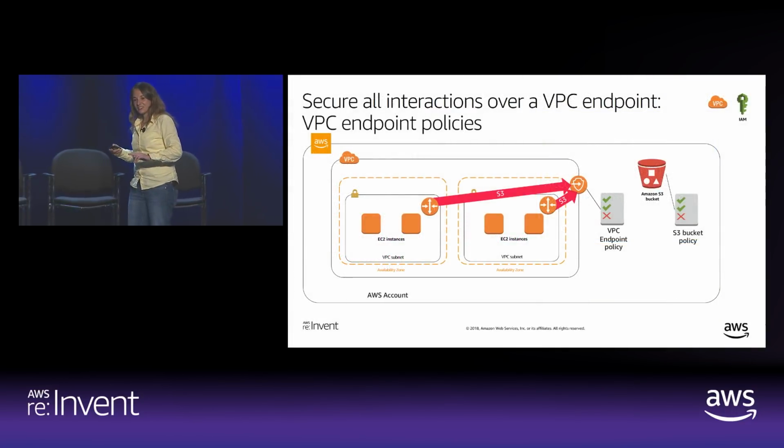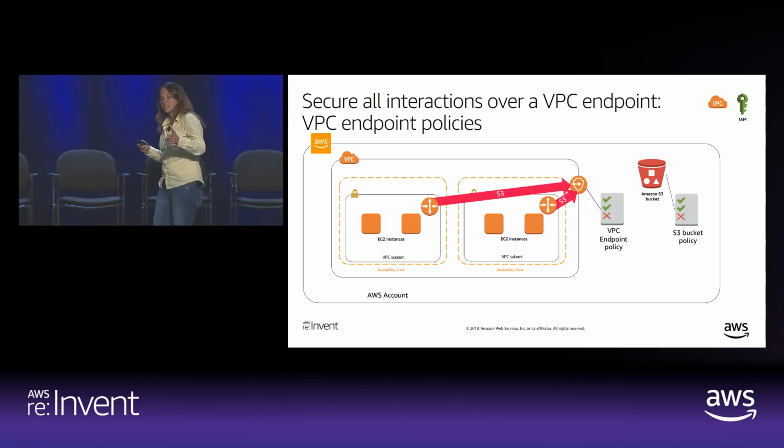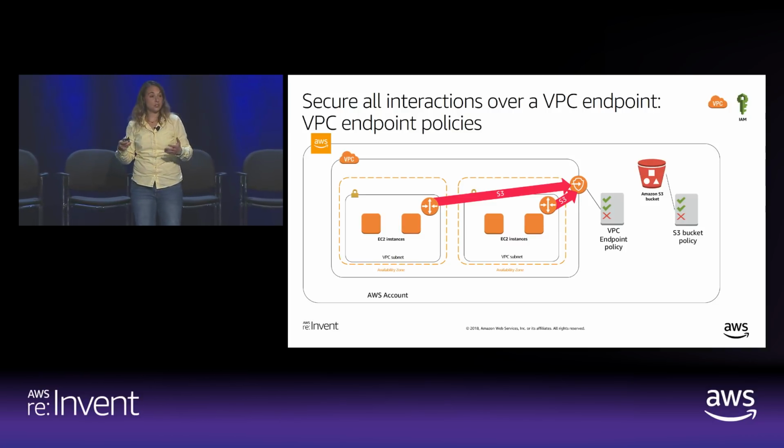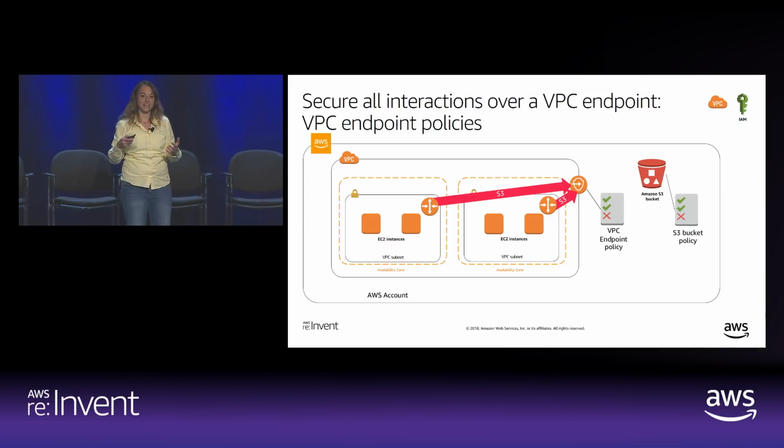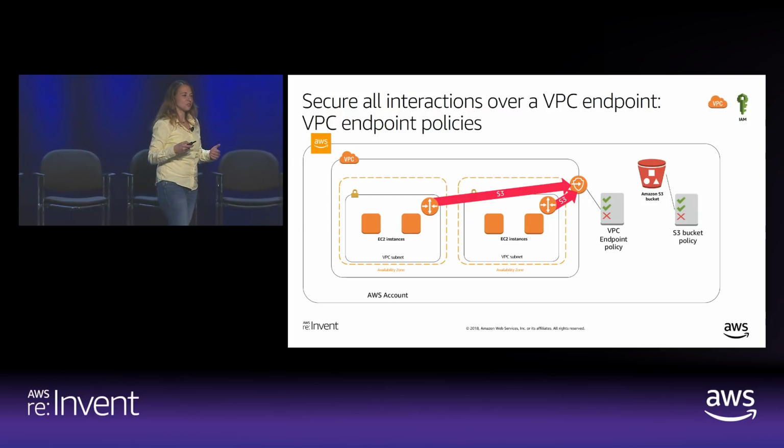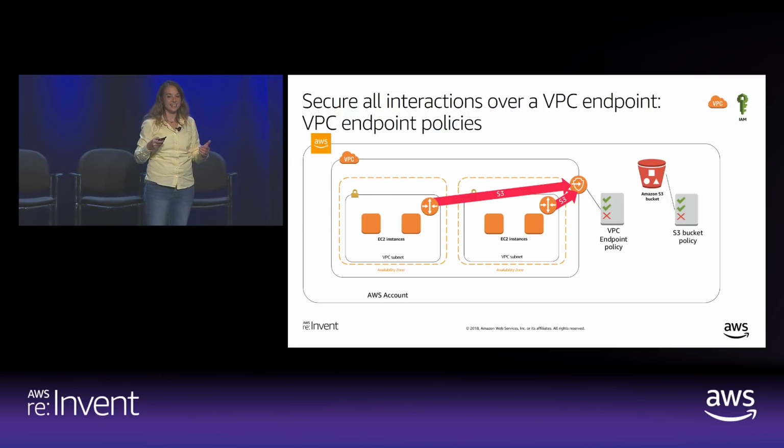But we're not done here, right? So we talked about policy on the VPC endpoint, but there's still, as before, the opportunity to put policy on the S3 bucket. Now, what can you do with that? Well, perhaps it's true that for this S3 bucket, you only expect access to it to occur from this VPC.